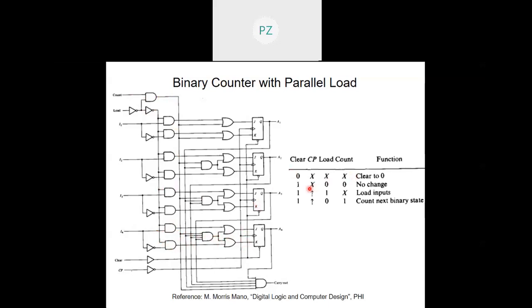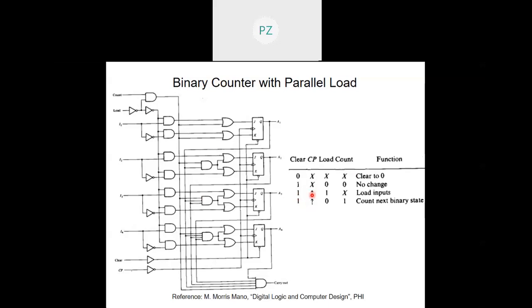The second condition is clear is high. Clock pulse may be anything. Load and count, both of them are 00, there will be no change. No counting will happen and no loading will happen either. So no change. Now, clear is high, right? Clock pulse, the positive edge comes.